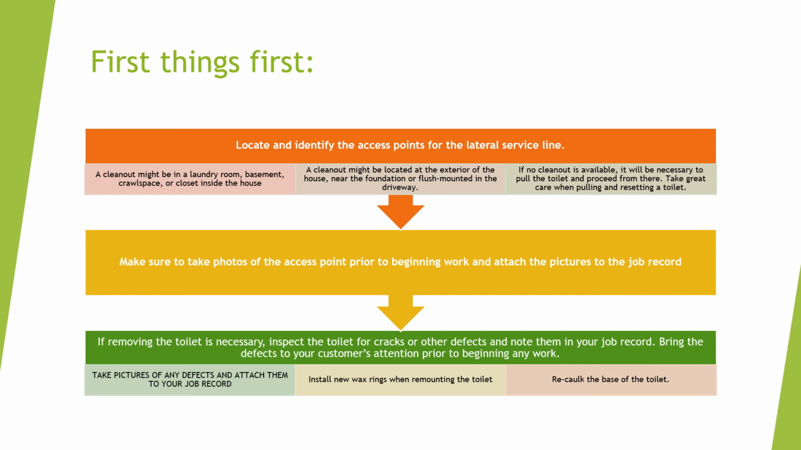Take great care when pulling and resetting a toilet. Make sure to take photos of the access point prior to beginning work and attach the pictures to the job record. If removing the toilet is necessary, inspect the toilet for cracks or other defects and note them in your job record. Bring the defects to your customer's attention prior to beginning any work. Take pictures of any defects and attach them to your job record. Install new rack springs when remounting the toilet. Recaulk the base of the toilet.